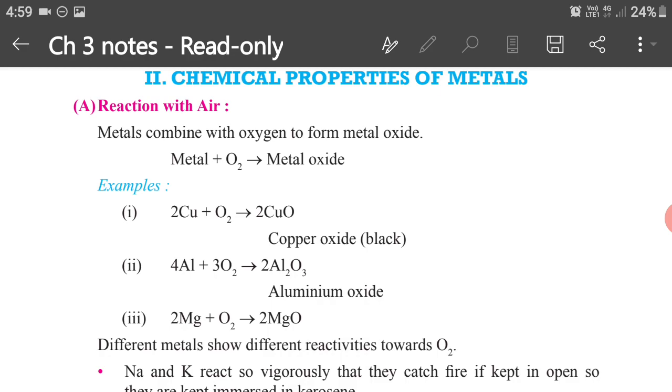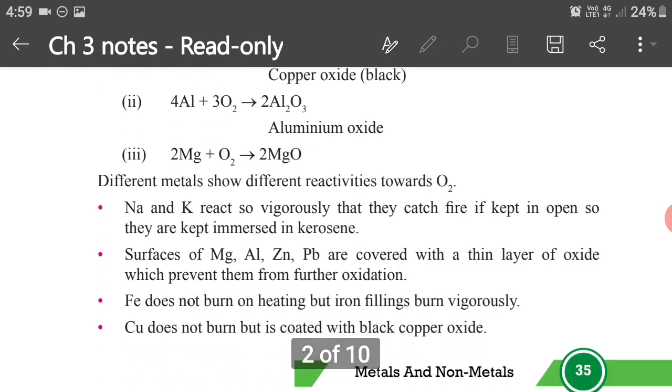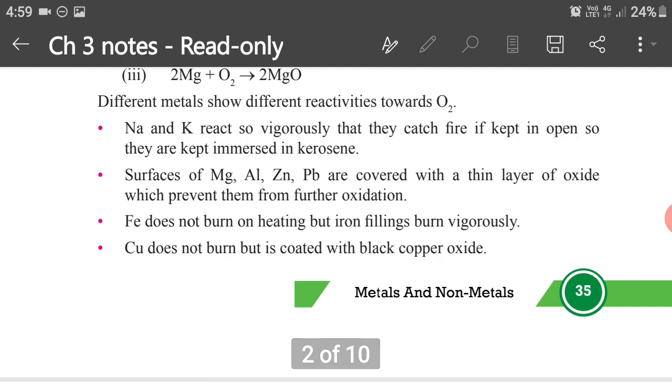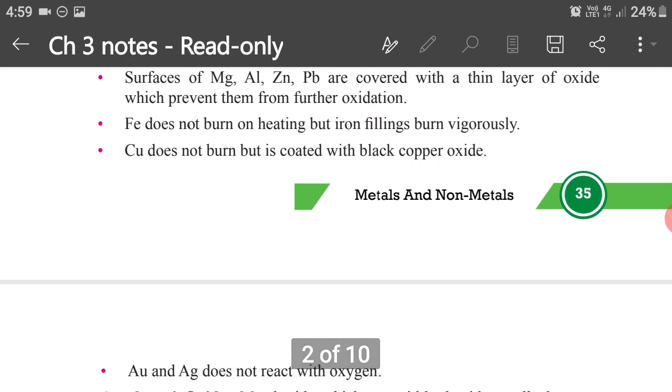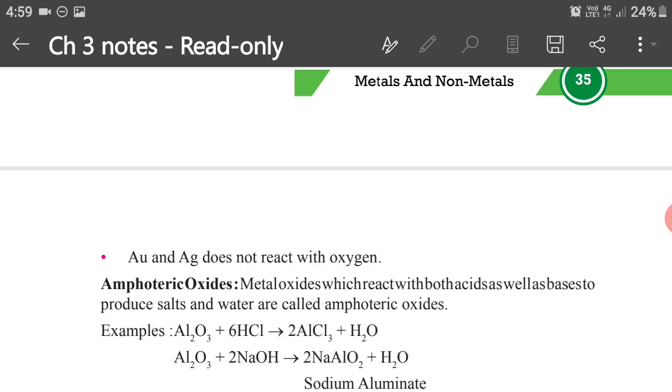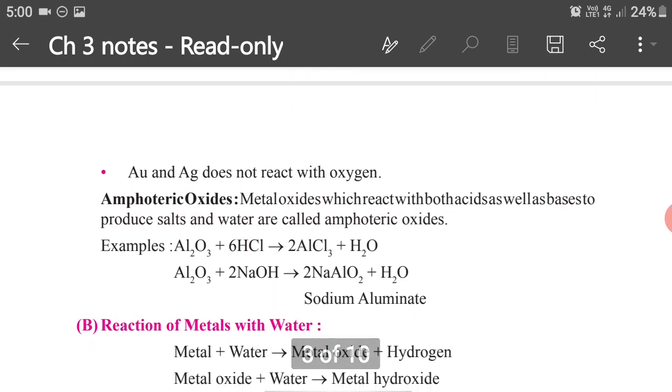So what is that? First of all, the most reactive are sodium, potassium, then magnesium, which burns, then aluminium, zinc, lead, then iron, copper, and then gold and silver. So due to the reaction with oxygen, we can arrange them and find that the arrangement is in the order of reactivity series as given in our NCERT on page 45. You can refer to page 45.